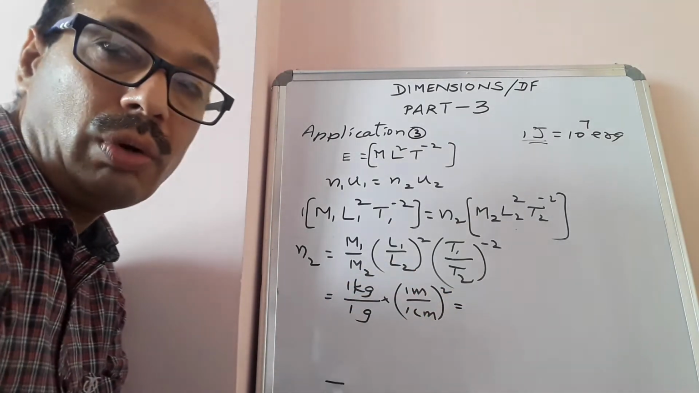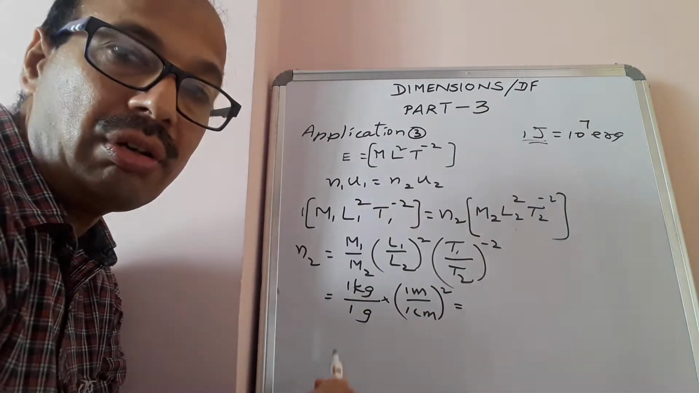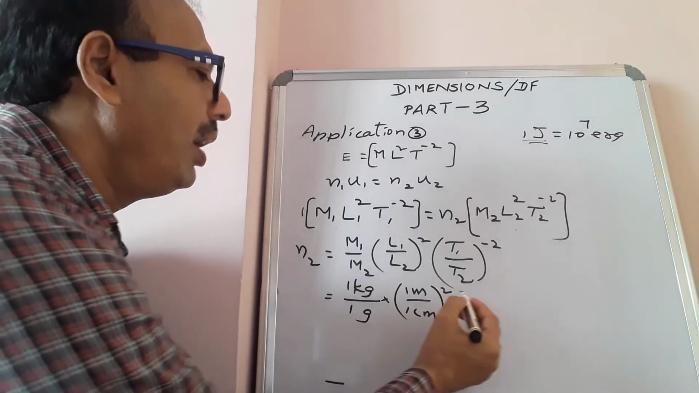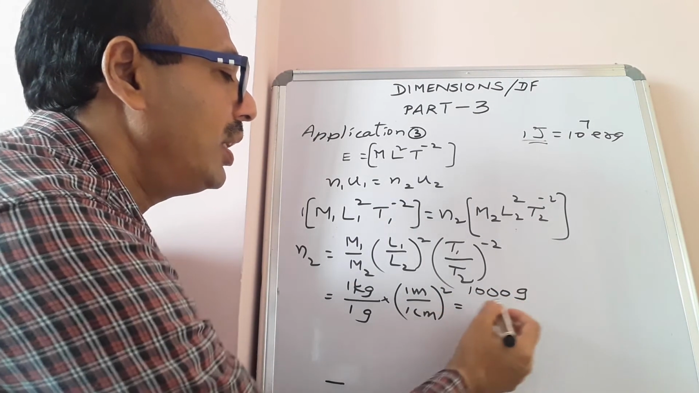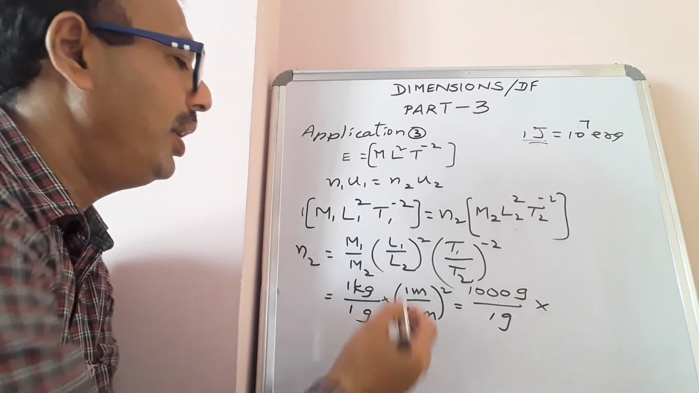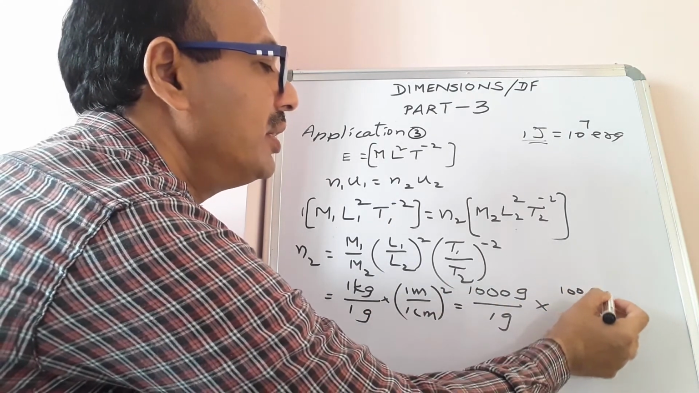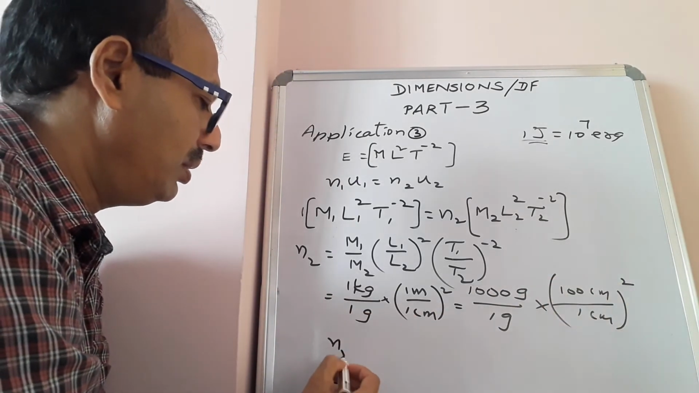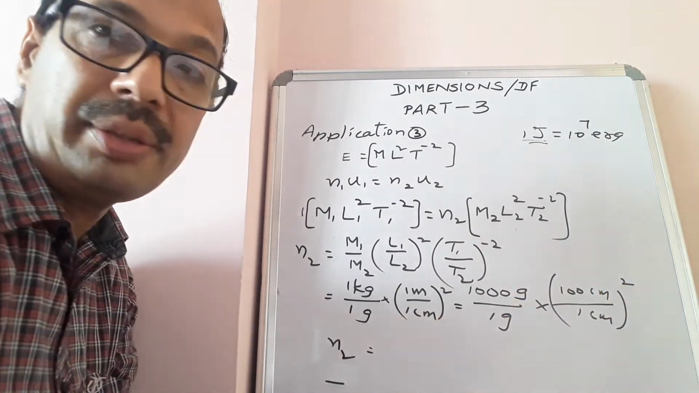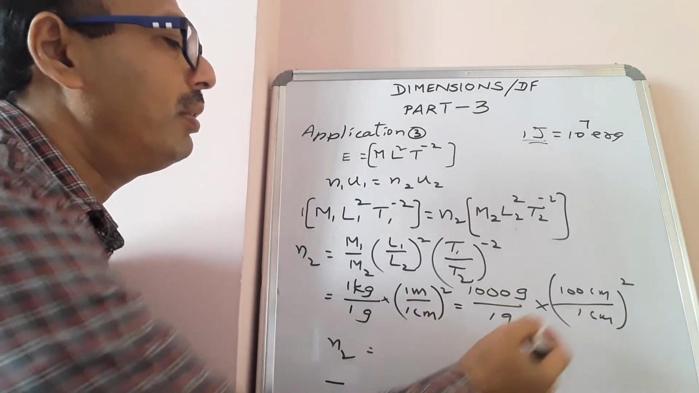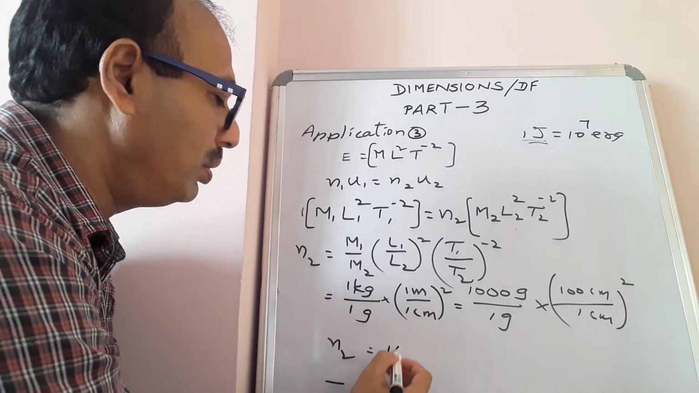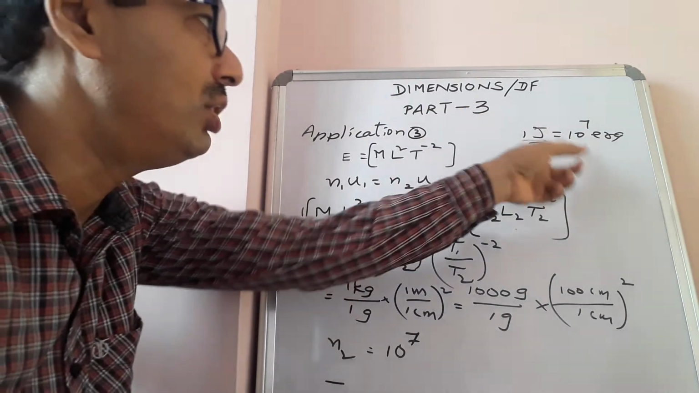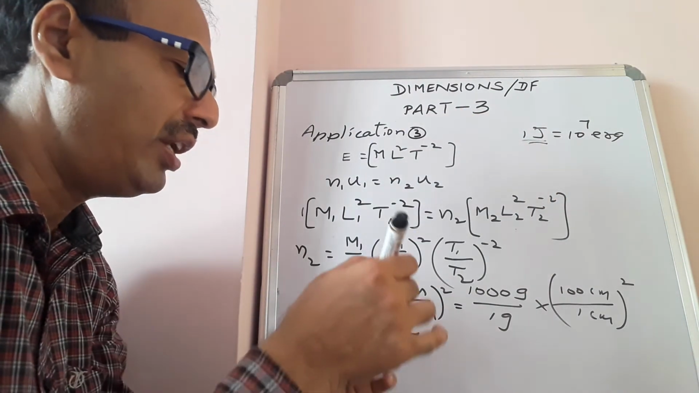Now if you want to cancel, either you convert kg into grams or gram into kg. Now let us convert kg into gram. Now 1000 gram by 1 gram into 100 centimeters by 1 centimeter whole square. So n2 is equal to, here gram, centimeter get cancelled. So this is 10 power 3, this is 10 power 4. So 10 power 7. So with that we can understand that 1 joule is equal to 10 power 7 ergs.